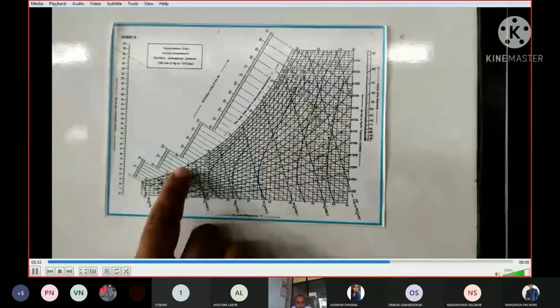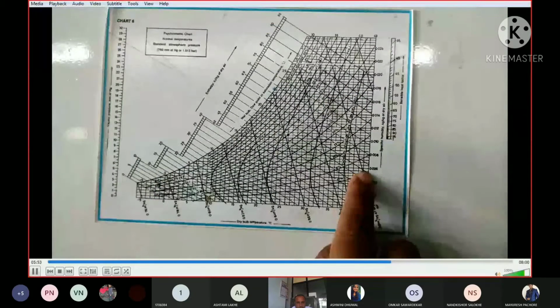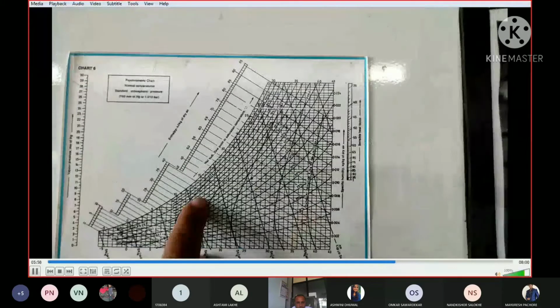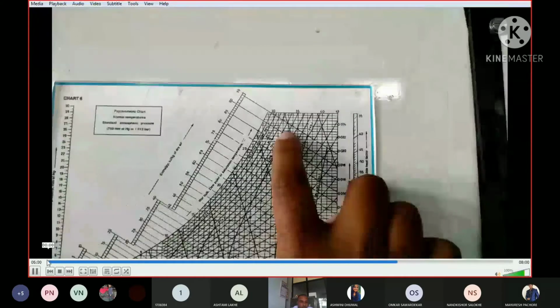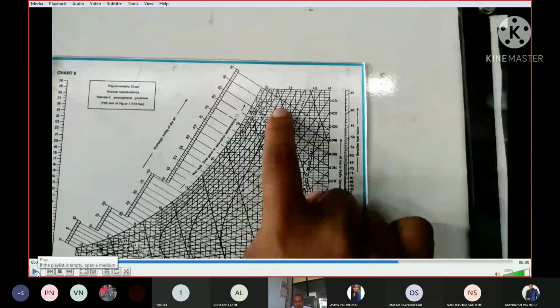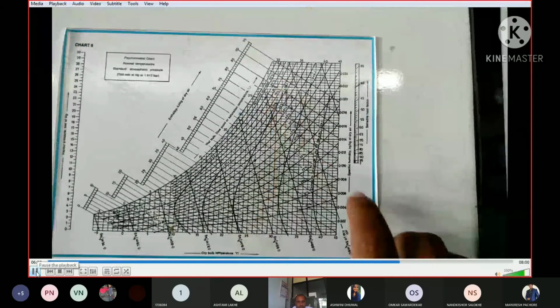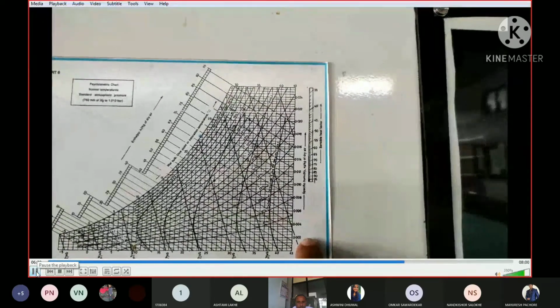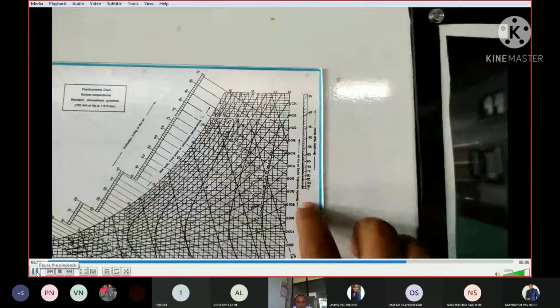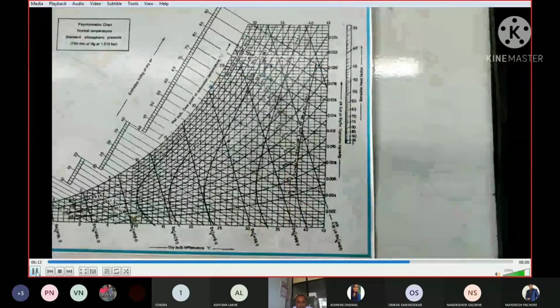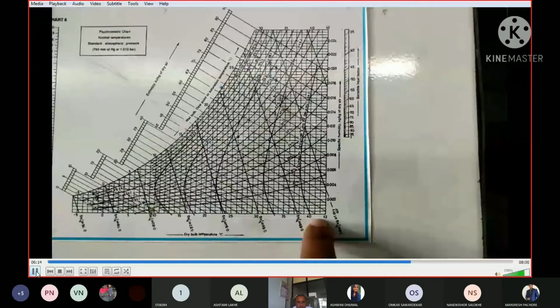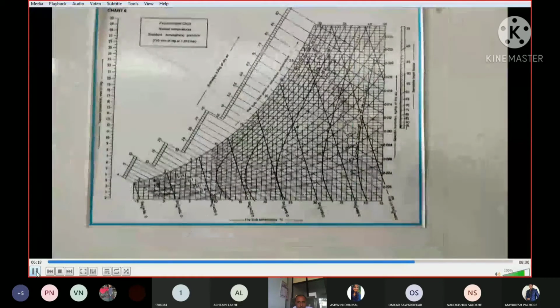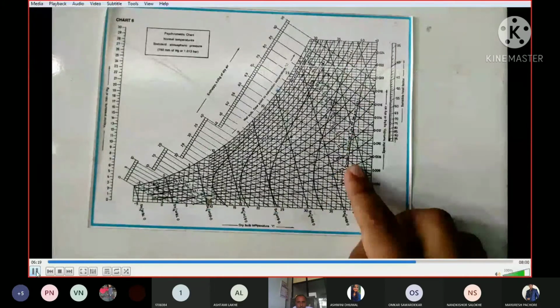As we move towards the right side, there is an increase in temperature. As we move towards the left side, there is a decrease in temperature. There was a mistake earlier: as you move from right to left, there is a decrease in temperature, and an increase in relative humidity. The humidity here is 0.002 kg per kg of dry air, so its unit is kg per kg of dry air. As we move upward, there is an increase in humidity. As we move towards the bottom, there is a decrease in humidity.